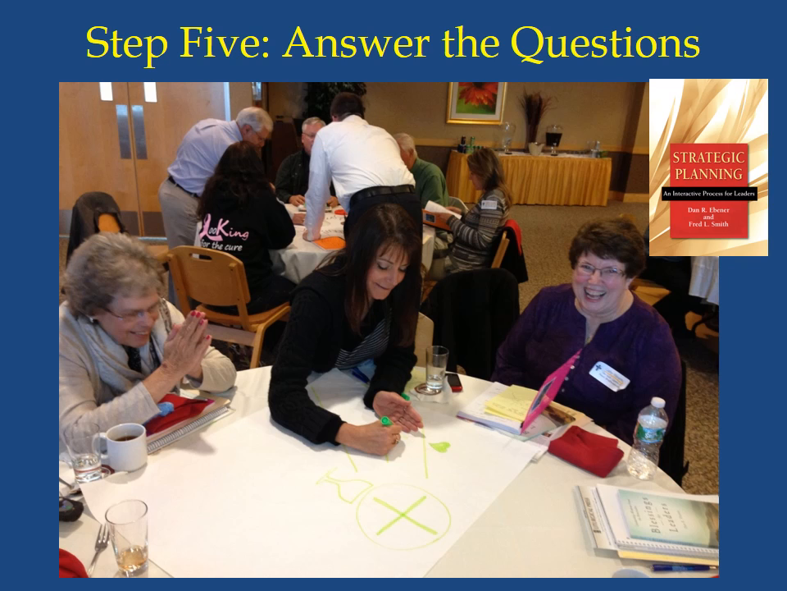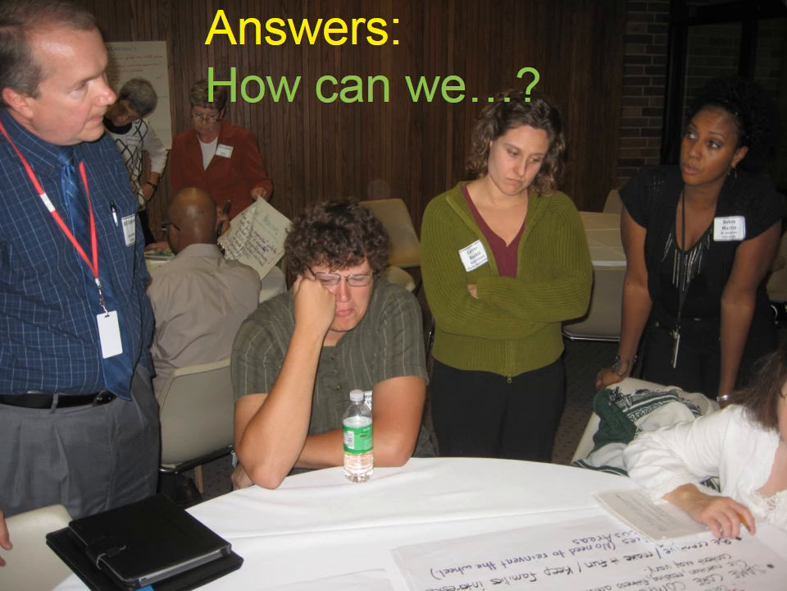Step 5 is answer the questions that we came up with in the previous step. These are the "how can we" questions. So for example, we came up with the how can we question of like, how can we reach out to more young families. If that was our question at this point, we would have that question at the top of a chart, and we would ask people to brainstorm about possible ways of answering that question. How can we involve more young families in our business or in our organization?